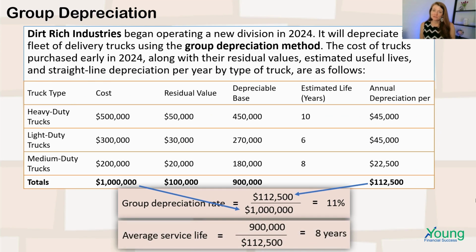The average service life is the next thing we want to know, and we're going to take the 900,000, which is the depreciable base, divided by the annual depreciation, and that shows us that it's 8 years as the average service life. And we can kind of spot check that by looking at the estimated life, and yep, 8 years would look right since we have 6, 8, and 10 years that we're averaging out there. So that's how we would figure out those numbers.